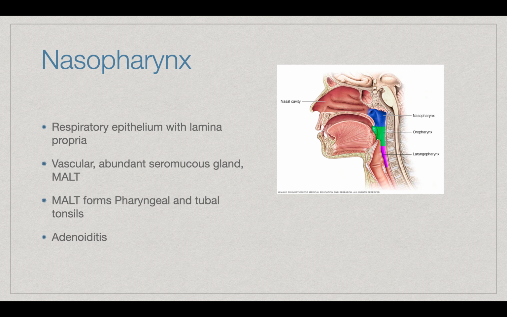Okay, so the nasopharynx is going to be made out of the respiratory epithelium along with the lamina propria, and it's vascular, and they have a lot of glands along with MALT, which is the mucosa-associated lymphoid tissue, and those will form the tonsils. And when a tonsil is inflamed and there's a mass in it, it's called adenoiditis.